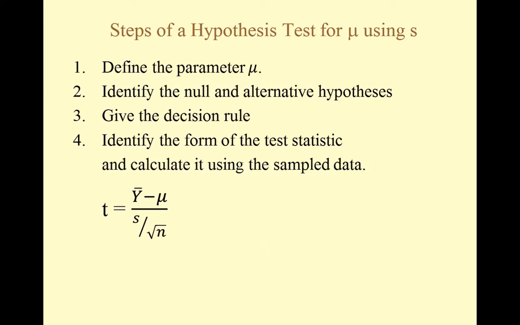Then you would identify the form of your test statistic and calculate it using your sampled data. In this case, t is our test statistic, and it is calculated as y bar minus mu divided by s over the square root of n. Remember, in the numerator, the sample mean always comes first and the population mean always comes second.